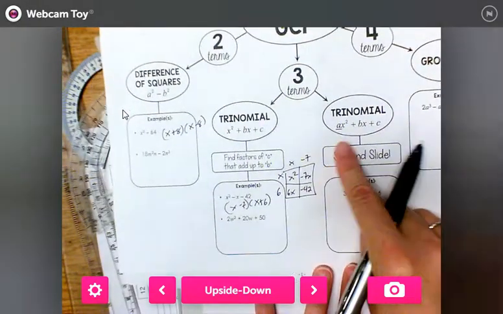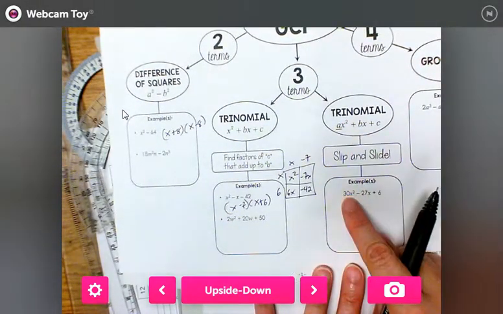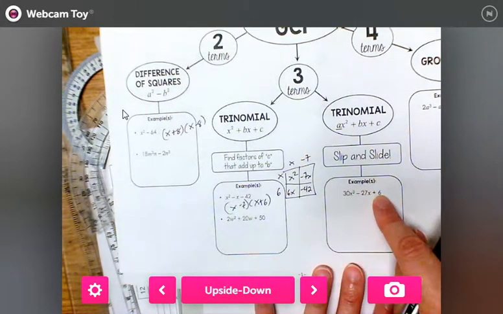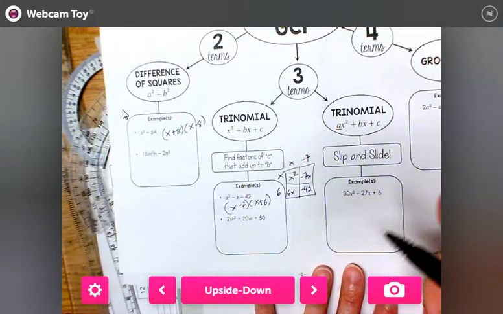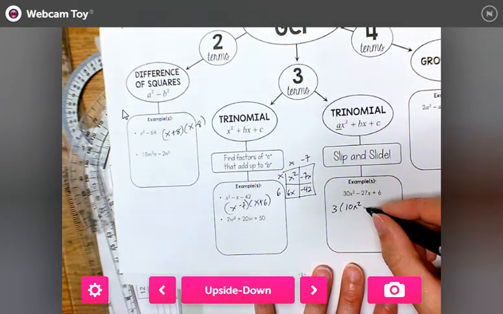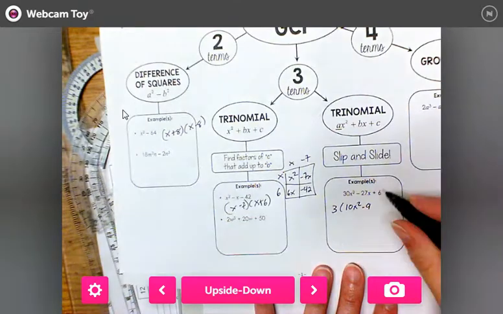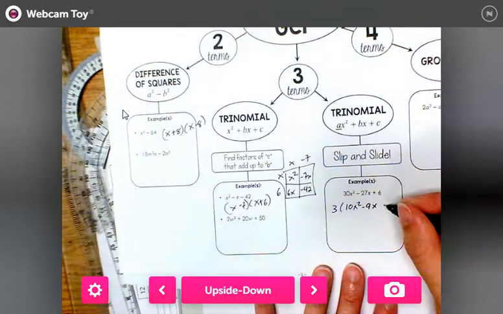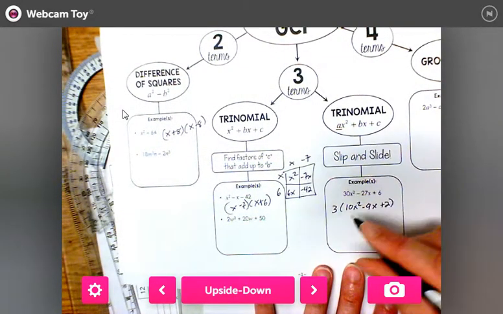Trinomial, we call it slip and slide. When there's something in front of the a, is there something I could take out of all of these? It looks like I could take out a 3. So then I get 10x squared minus 9x plus 2. Okay, is it easier to factor now?